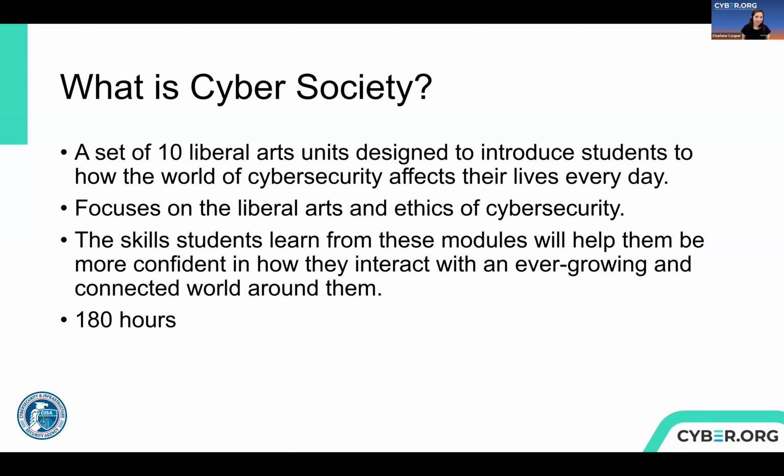So what is Cyber Society? It is a set of 10 liberal arts units that are designed to introduce students to how the world of cybersecurity affects their lives every day. It focuses on the liberal arts and ethics of cybersecurity, and the skills that students learn from these modules will help them be more confident in how they interact with an ever-growing and connected world around them. This course is designed to be 180 hours.